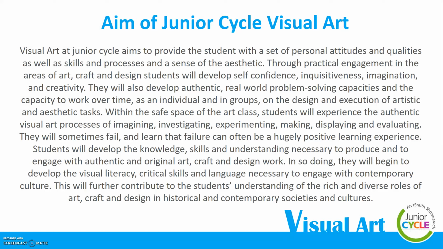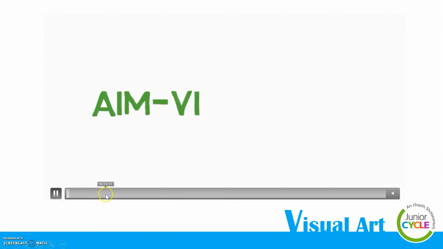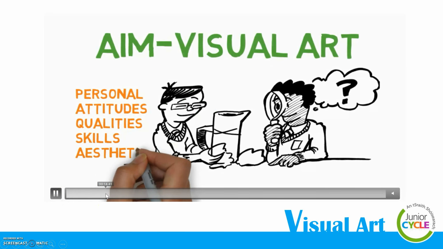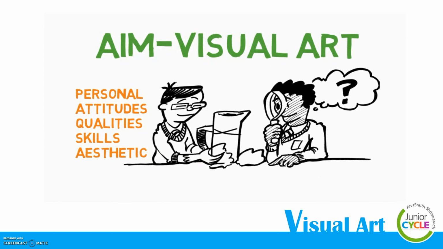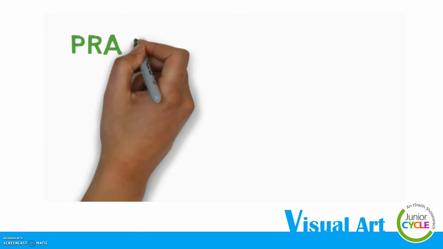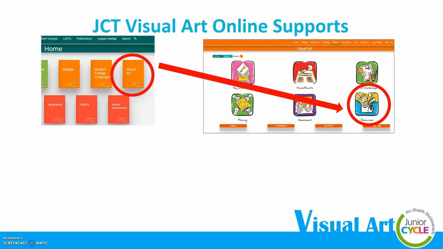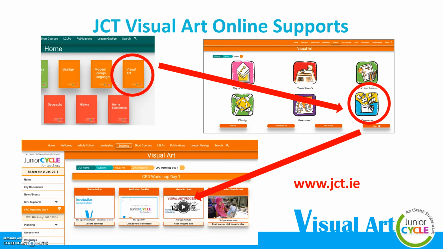First, we will look at the aim for Junior Cycle Visual Art. I would invite you to pause this presentation to read the aim and to perhaps reflect on the possibilities for your students. We have made a video scribe, which is a visual representation of this aim. You can access it on jct.ie under Resources and Aim.